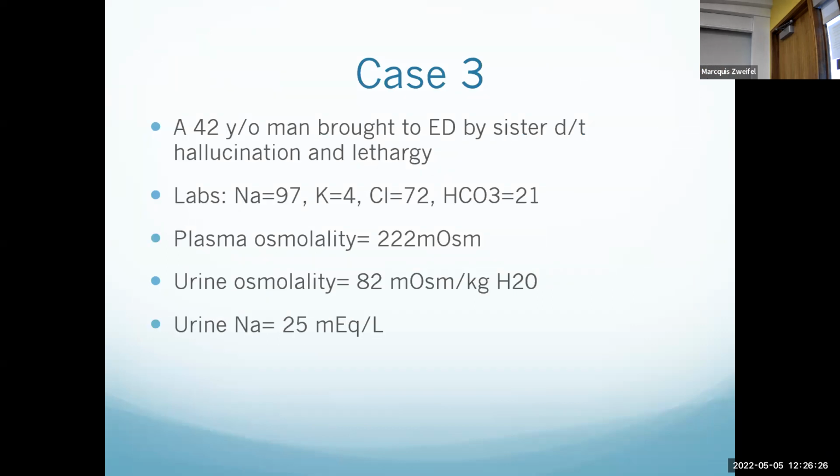Case 3. 42-year-old man brought to the ED by his sister due to hallucinations and lethargy. The sodium is 97, potassium is 4, chloride 72, and bicarb 21. His plasma osmolality is 222, urine osmolality 82, and his urine sodium is 25.